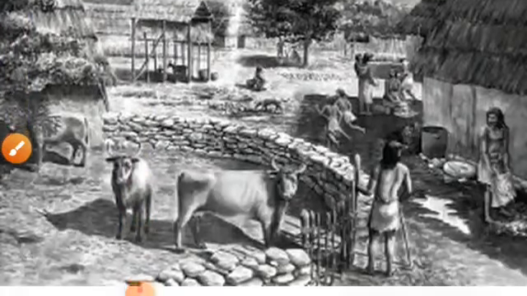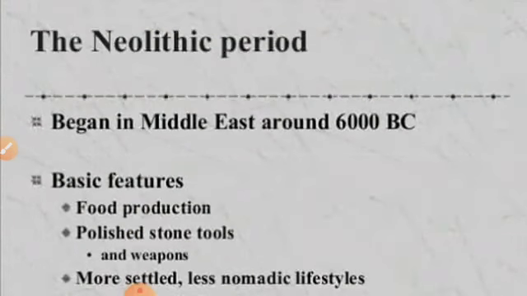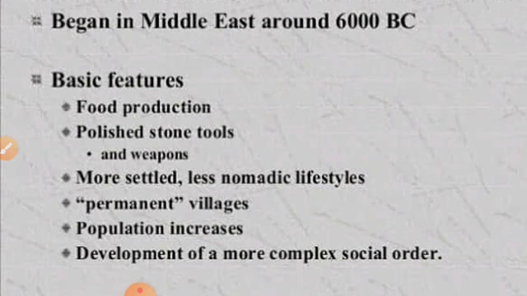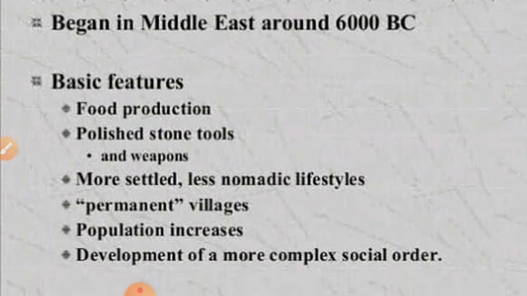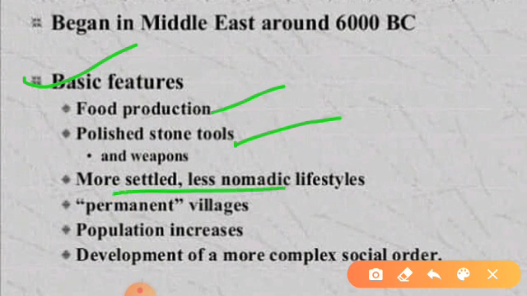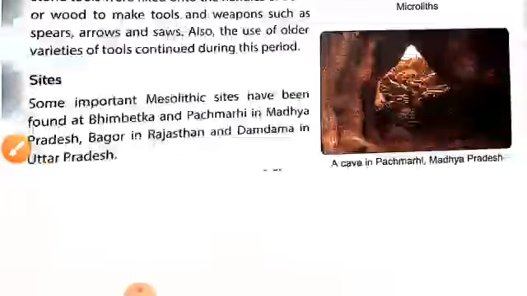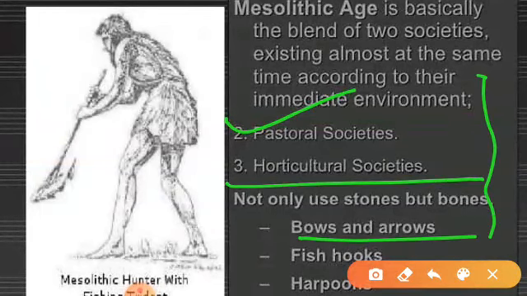So today, up to this topic, this is an example of a Neolithic site, and I have given the characteristics and features of the Neolithic period. You will read these things. Here you can see the beginning in the Middle East around 6000 BC, and I already told you the Neolithic period ended in 4000 BC. The basic features are food production, polished stones, a more settled and less nomadic lifestyle, permanent villages, population increase, and development of social order. Here I have also told about the Mesolithic society. Horticulture society means they had just started planting seeds. They used bows and arrows, fish hooks and harpoons. These are the microlithic tools.